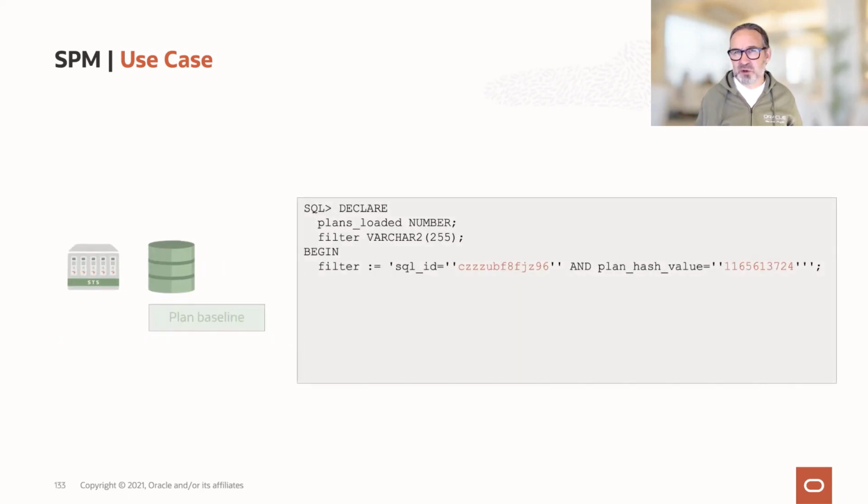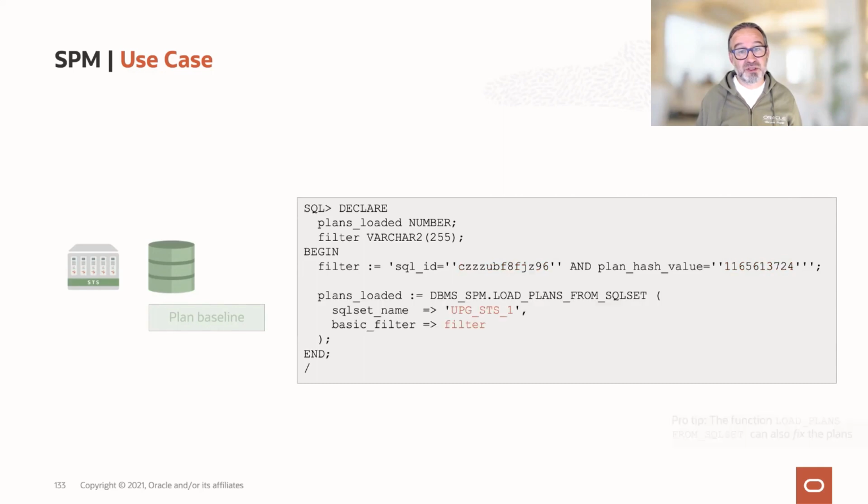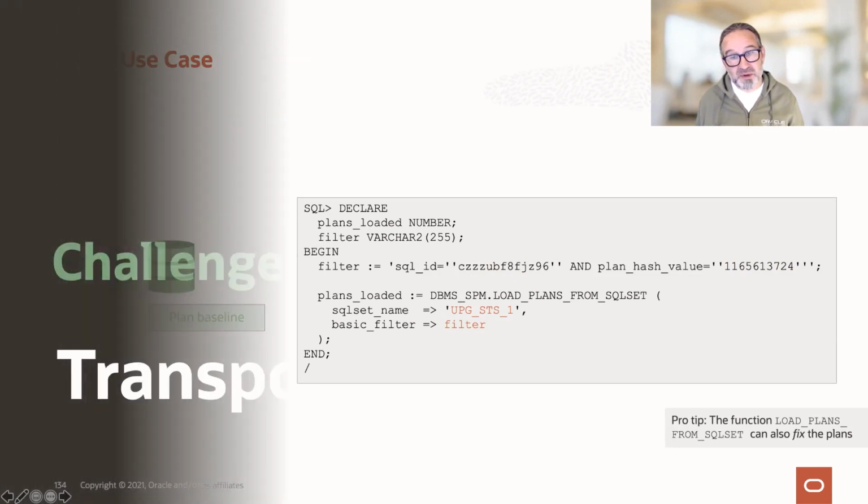If you say, I don't want all of them, so you filter here on SQL ID, and please always add the plan hash value, because both of them make a unique combination. And then load plans from SQL set and use as a basic filter the filter parameter you defined before. That can also fix the plans, by the way.